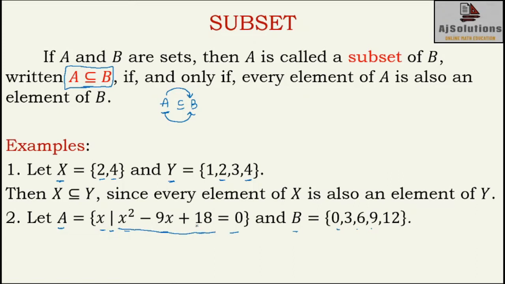To solve this quadratic equation, we factor plus 18. We have to find factors of plus 18 in such a way that the multiplication gives plus 18 and the addition gives minus 9. And what are those numbers? Those numbers are minus 3 and minus 6, because minus 3 into minus 6 gives plus 18, and if you add them, minus 3 plus minus 6 is minus 9.